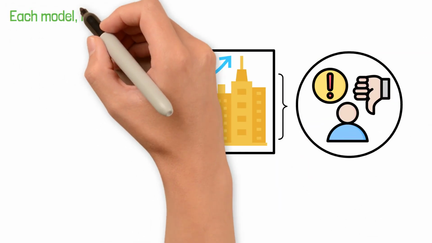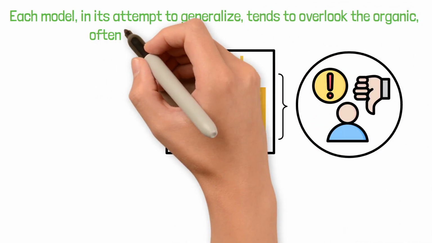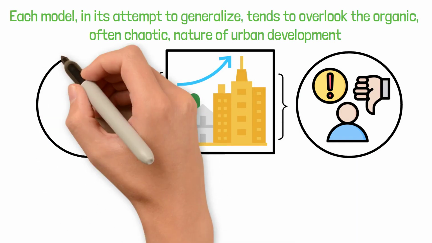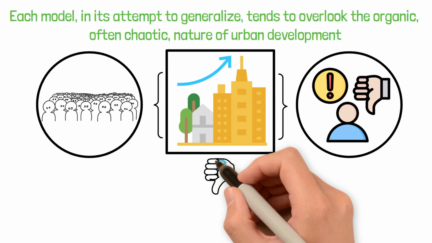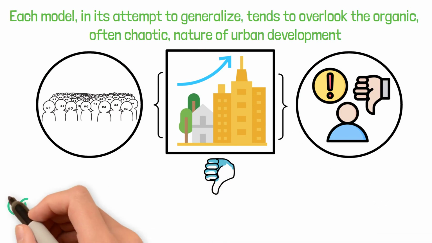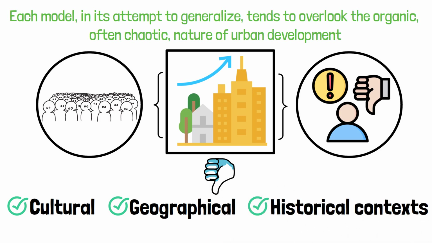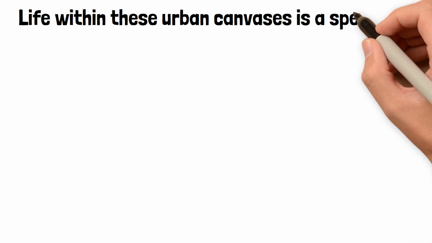Each model, in its attempt to generalize, tends to overlook the organic, often chaotic, nature of urban development, which can be as varied as the people who populate these spaces. The critique often lies in the rigidity of these models, failing to adapt to the unique cultural, geographical, and historical contexts of each city. Life within these urban canvases is a spectrum.